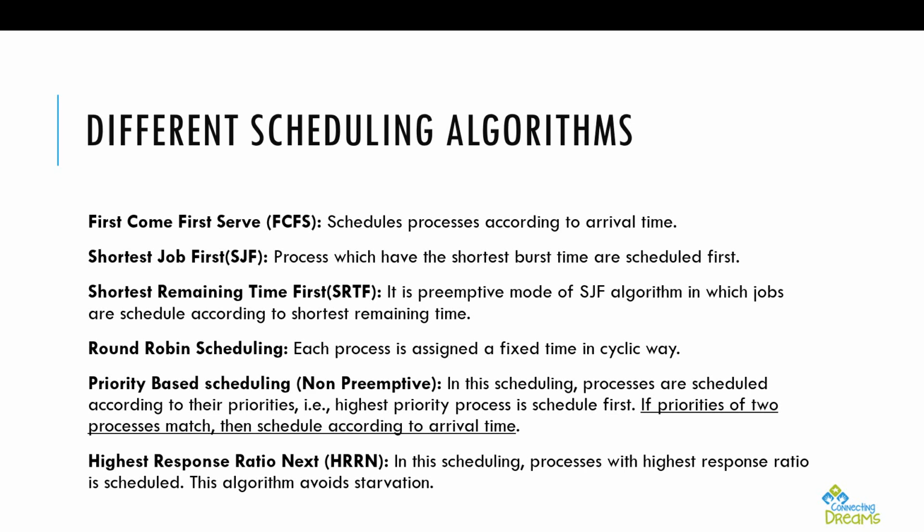Another type of scheduling algorithm is shortest remaining time first. This is a preemptive mode of the shortest job first algorithm in which jobs are scheduled according to the shortest remaining time. Round robin scheduling: in this algorithm, each process is assigned a fixed time in a cyclic manner. Priority-based scheduling, which is non-preemptive in nature.